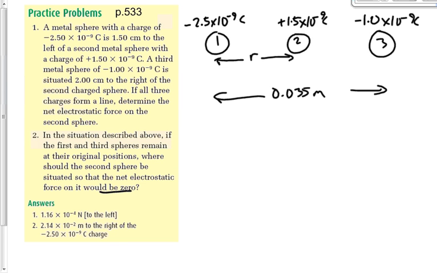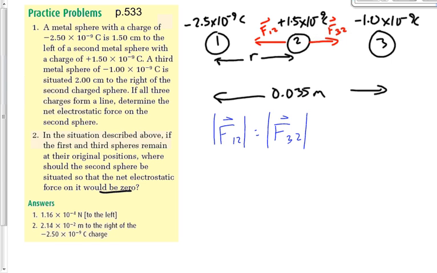If the net electric force, the net force of any type acting on an object is 0, then we know whatever forces that we have must be equal. They must be balanced. So there's a force of 1 on 2 that's to the left. There's a force of 3 on 2 that's to the right. And we know those two forces must be equal but opposite. So I'm going to say the force of 1 on 2 is equal to the force of 3 on 2. Technically, the forces aren't equal because one's a negative, one's a positive, but the magnitudes of them are equal.